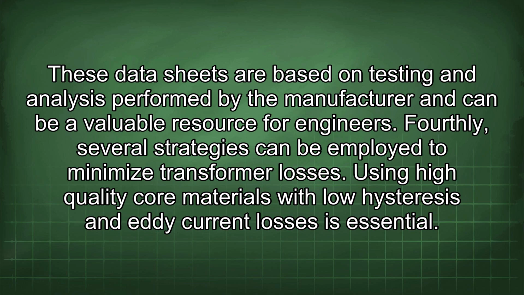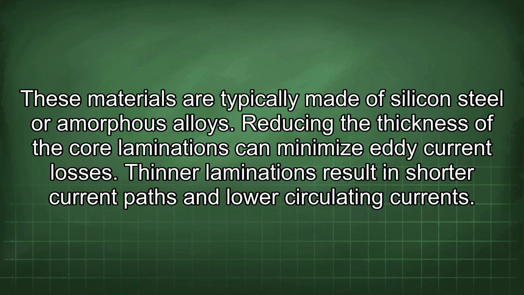Fourthly, several strategies can be employed to minimize transformer losses. Using high-quality core materials with low hysteresis and eddy current losses is essential. These materials are typically made of silicon steel or amorphous alloys. Reducing the thickness of the core laminations can minimize eddy current losses. Thinner laminations result in shorter current paths and lower circulating currents.